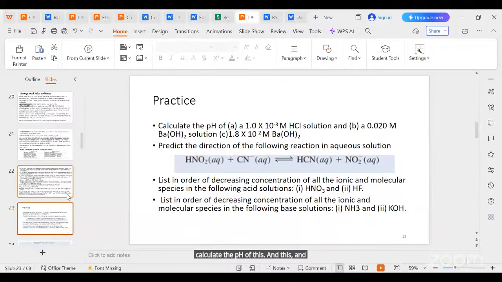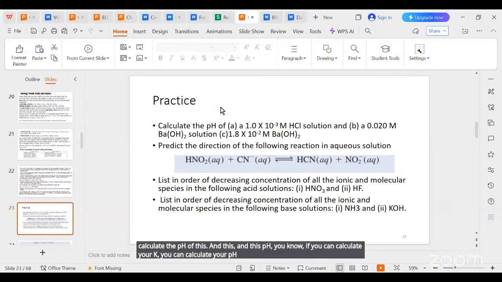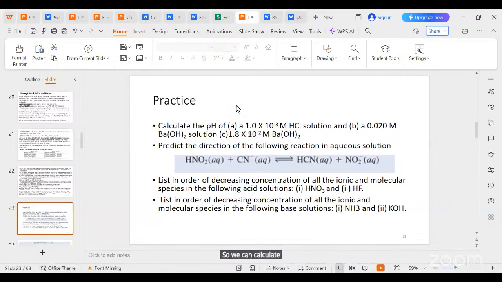If you can calculate your K, you can calculate your pH. pH is minus log H. So we can calculate your minus log K. So pH is equal to pKa.